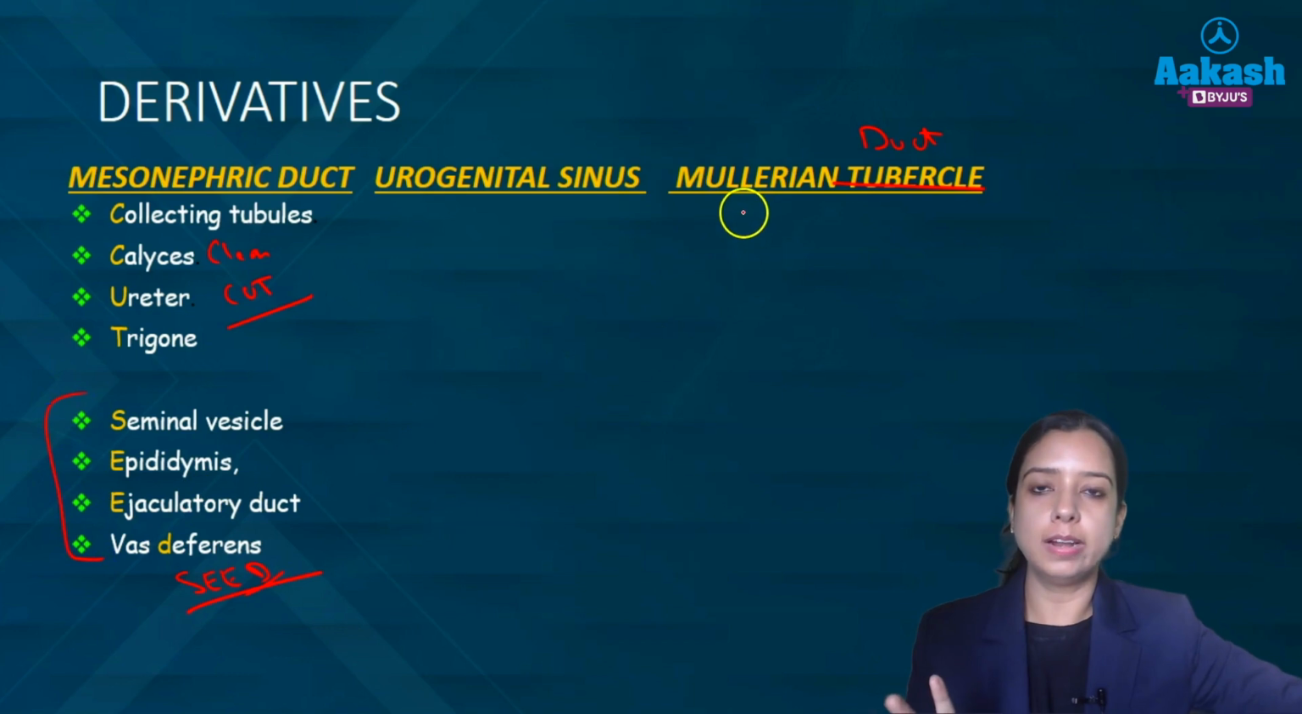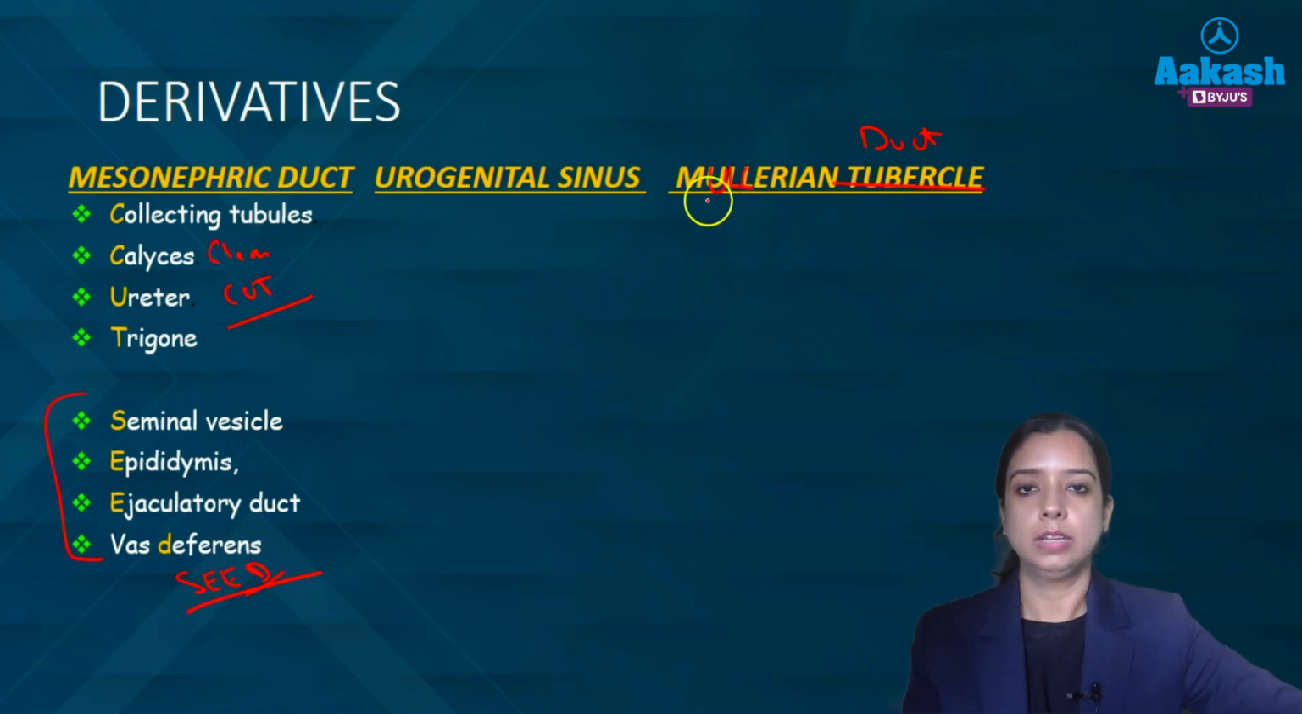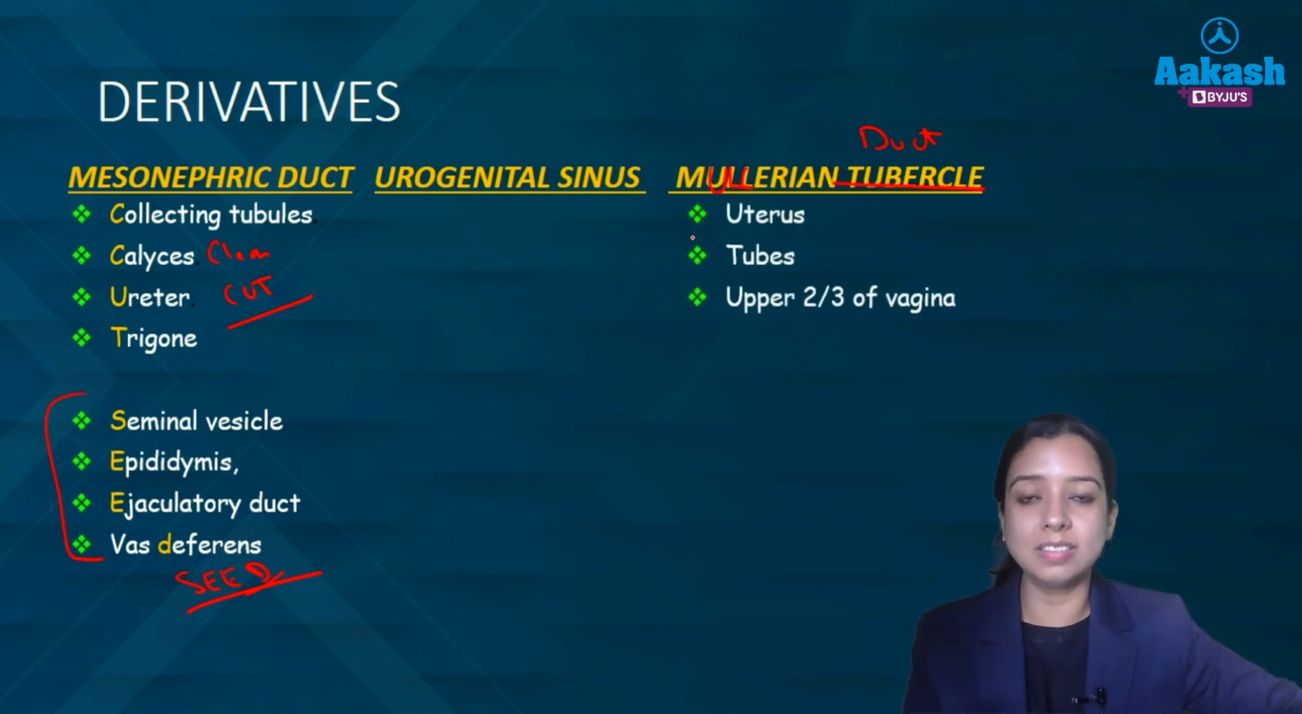You talk about Mullerian duct, it forms the female genital system. How to remember? U for uterus and C, two tubes. So, Mullerian duct contributes to the female genital system. It forms uterus, tubes and upper two-thirds of vagina.